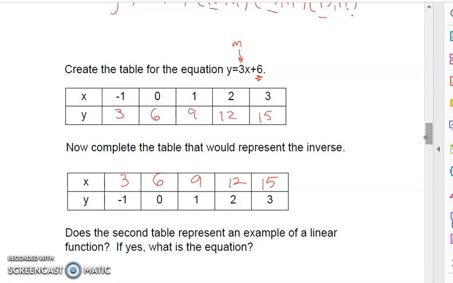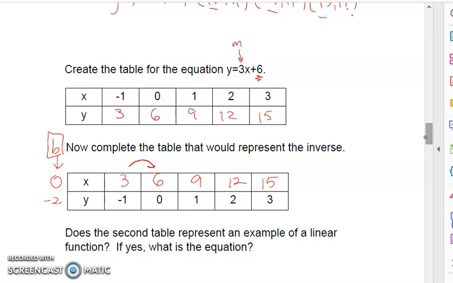So for each x value, it's only shown up once. So again, it is an example of a function. And then they ask for an equation. So what we're missing is the b value. So I'm going to use a table instead of an equation here. So the b value would be -2. So if I go back to x being 0, it's the b value.